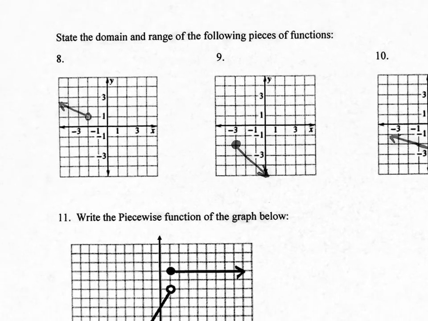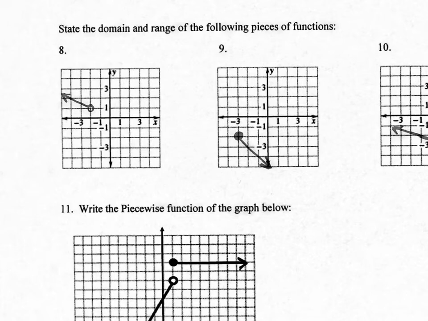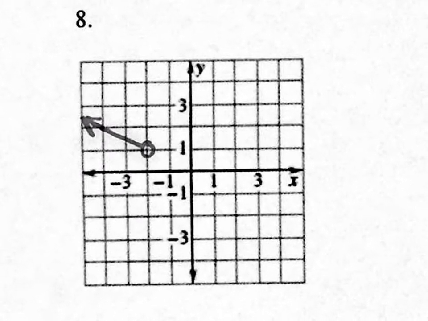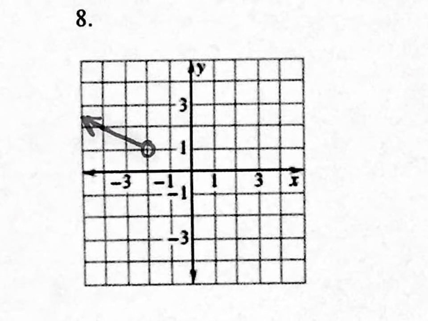Let's look at domain and range. And notice I didn't put piecewise functions. I just put one piece of a line. Okay, so number 8, what is the domain of this piece? I want to put D, and then I want to put x. Why x? Because domain are your x values.